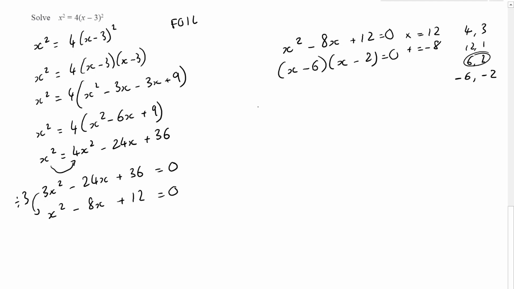And what we said to solve these, x minus 6 is equal to 0, or x minus 2 is equal to 0. So that means either x is equal to 6 or x is equal to 2, and those are our two solutions to this equation.